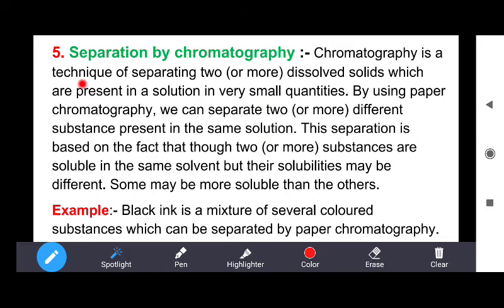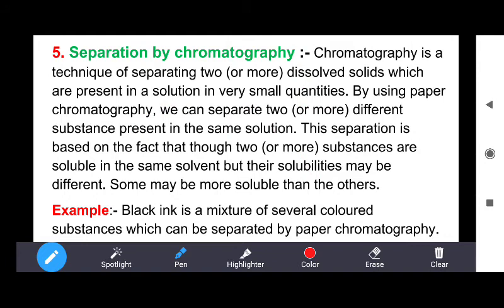Chromatography is a technique of separating two or more dissolved solids which are present in a solution in very small quantities. There are two types of chromatography. The first one is paper chromatography, and the second is TLC, which means thin layer chromatography.